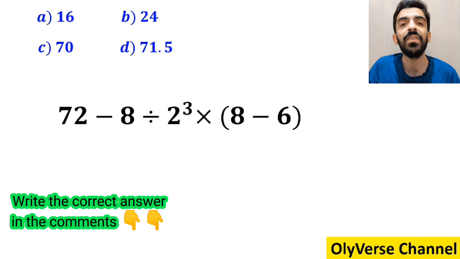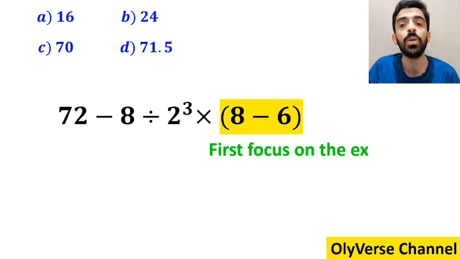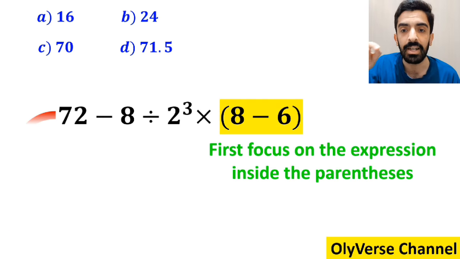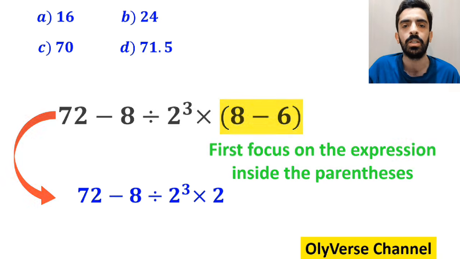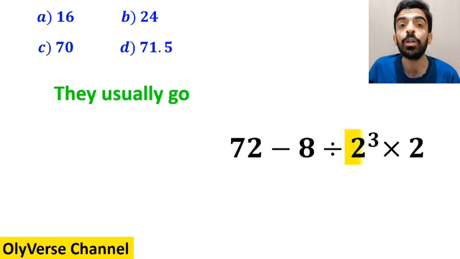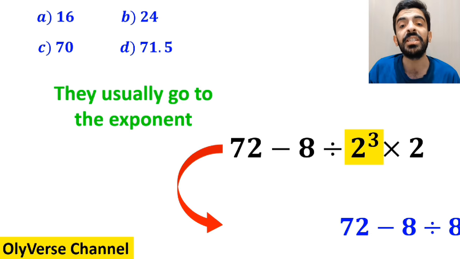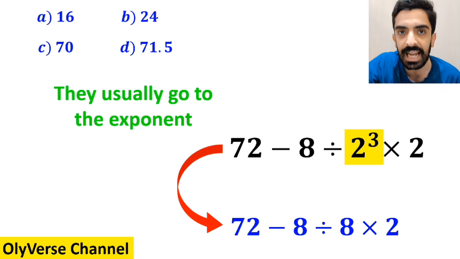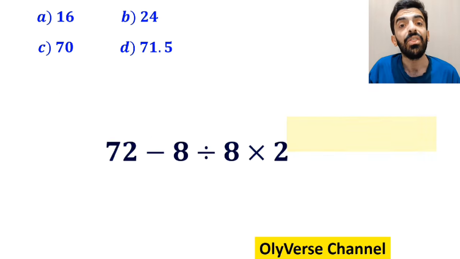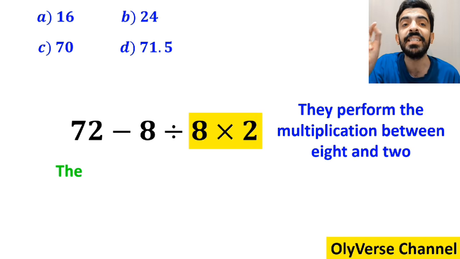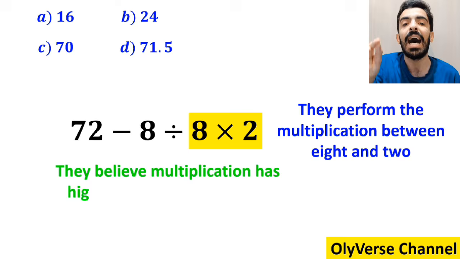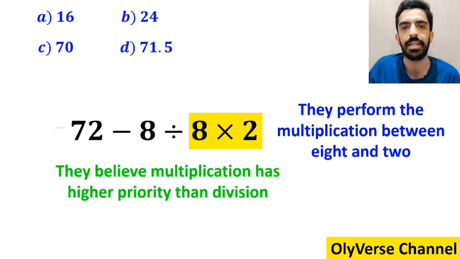Also, some other people when solving this question first focus on the expression inside the parentheses and replace the whole expression with 72 minus 8 divided by 2 cubed then times 2. And the next step, they usually go to the exponent and simplify to 72 minus 8 divided by 8 then times 2. Then they perform the multiplication between 8 and 2 because they believe multiplication has higher priority than division.